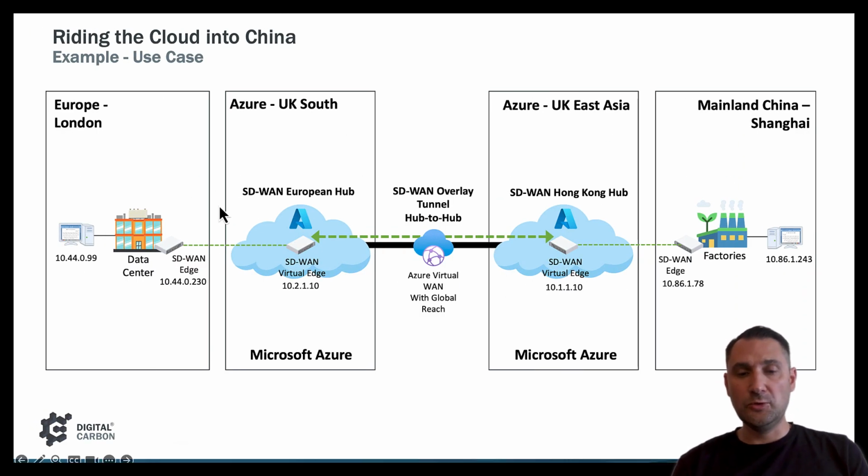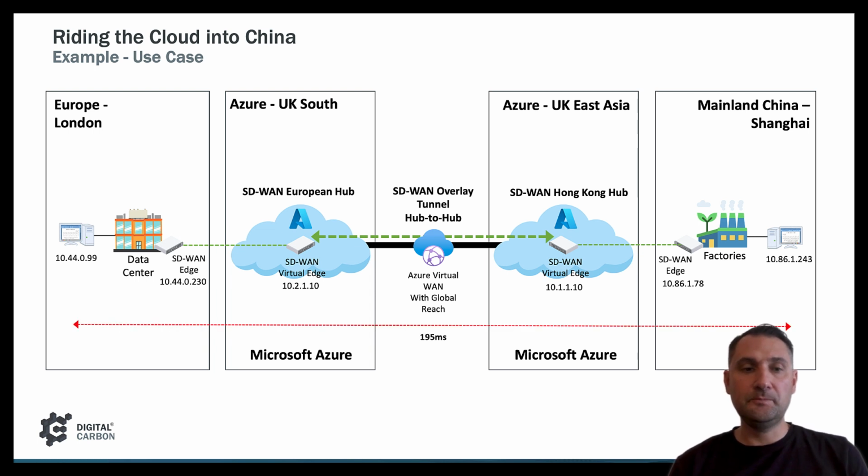So we have full connectivity from London all the way to Shanghai. As shown, it's around 190 milliseconds, give or take 1 or 2 milliseconds here and there.